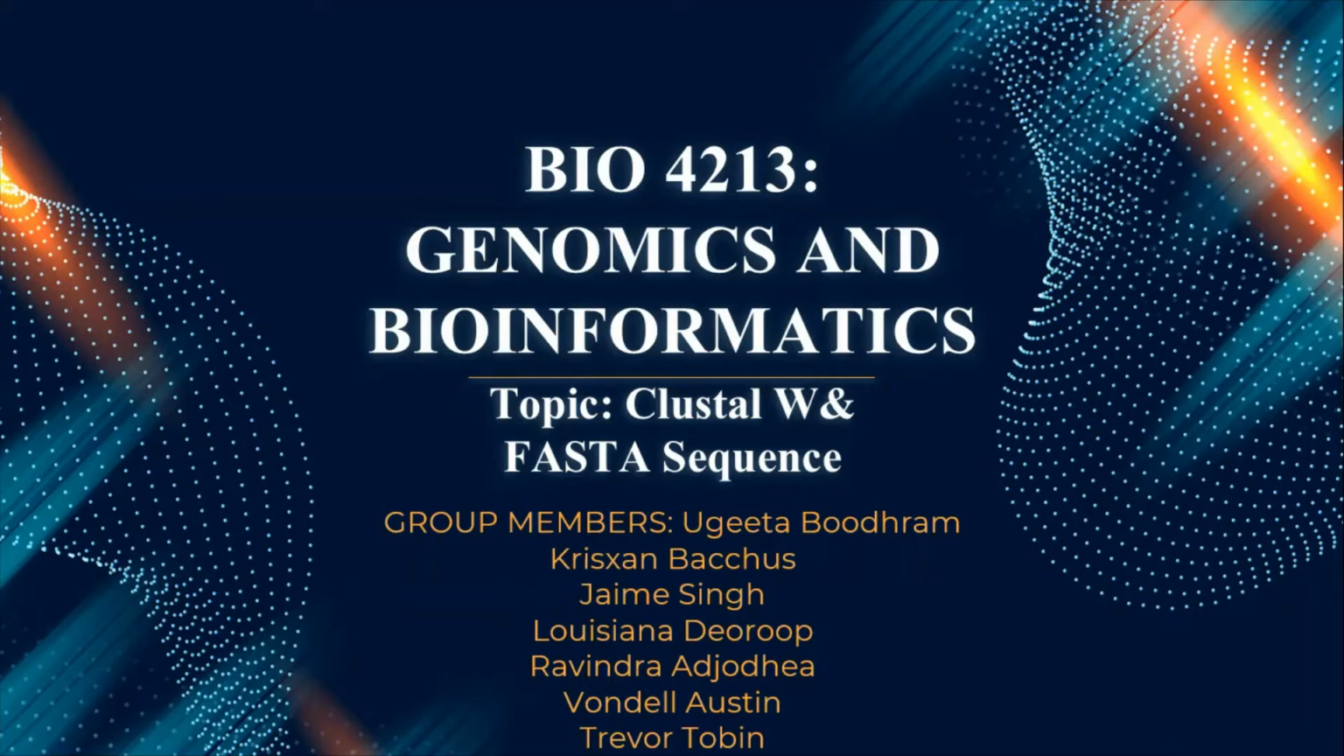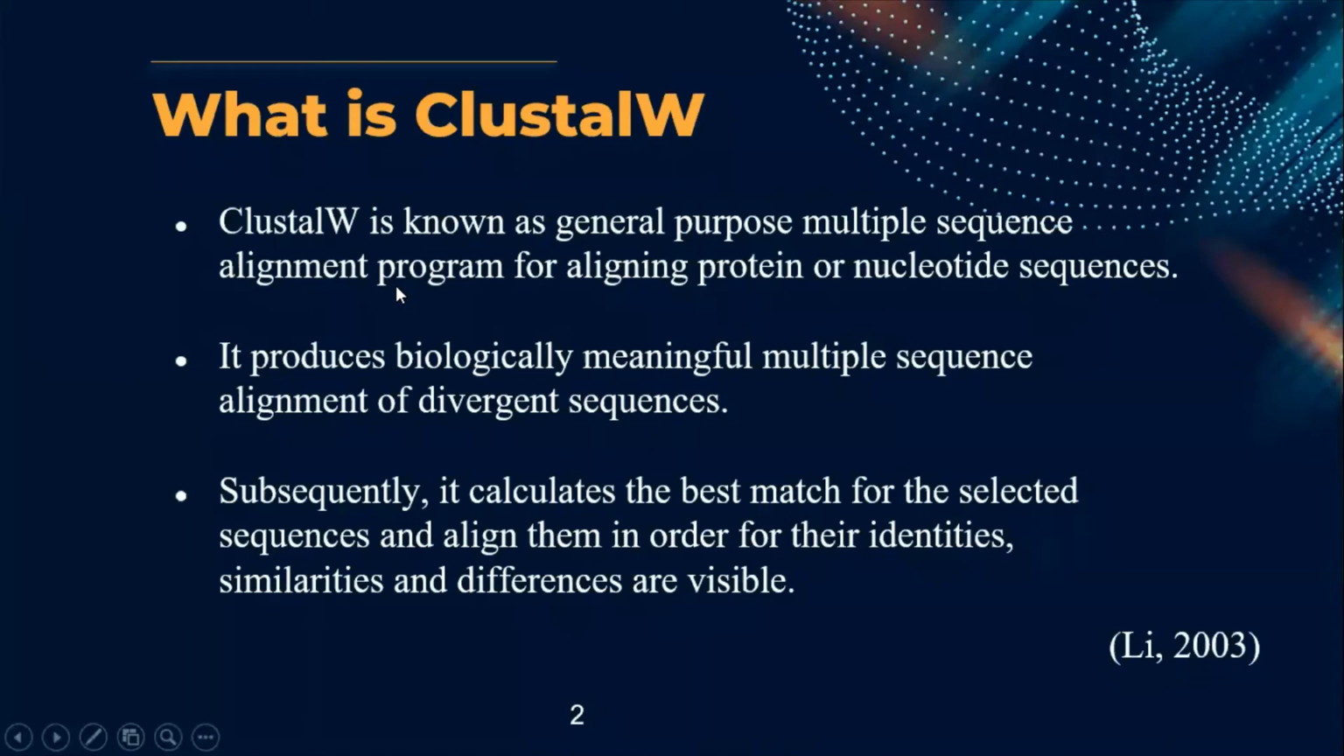I will firstly be looking at what exactly is Clustal W. So basically, Clustal W is a general-purpose multiple sequence alignment program that is usually used for aligning protein or even nucleotide sequences. It can produce biologically meaningful multiple sequence alignment of divergent sequences. It can also calculate the best match for the selected sequences and align those matches in order for their identities, similarities, and their differences.